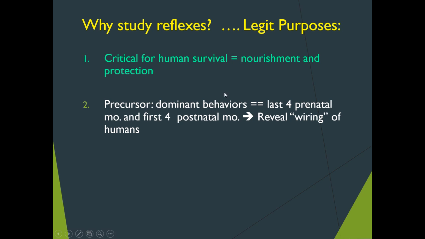Then in terms of simply for science's sake, when we study dominant behaviors, and we said that in the mountain of motor development, at the very base of that are reflexes. Prior to birth and the first 4 postnatal months, basically reflexes dominate. It reveals how the human brain-body connection occurs. It's there. We might not have full explanation for it, but the fact is, it's there.